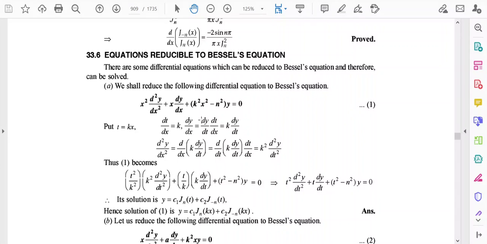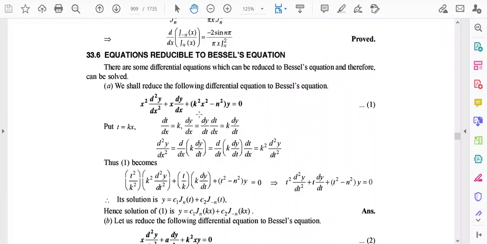Equation number 1 is x square d square y by dx square plus x into dy by dx plus (k square x square minus n square) into y is equal to 0. Now, this equation can be reduced to the original form of the Bessel's equation if we rearrange this equation by some special type of substitution.